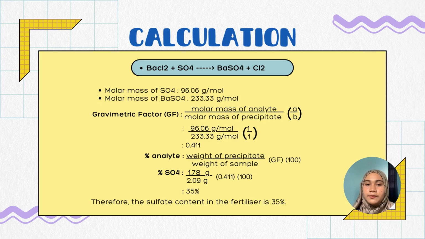The formula for the percentage of the analyte is the weight of precipitate barium sulfate divided by the weight of sample fertilizer, multiplied by GF and 100. By substituting the values, we got 35%. Therefore, the sulfate content in the fertilizer is 35%.